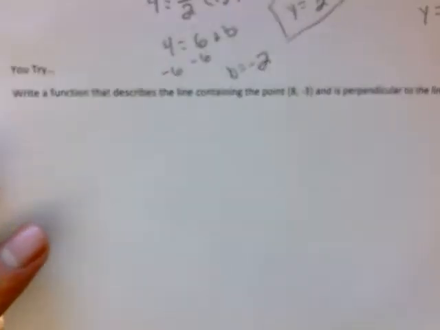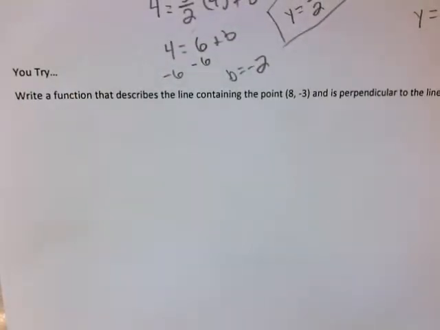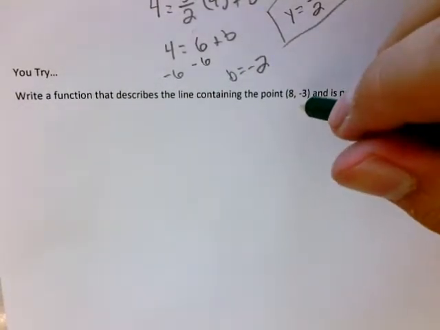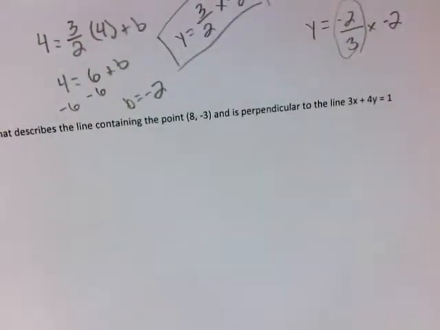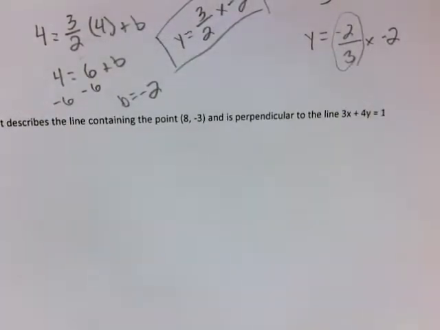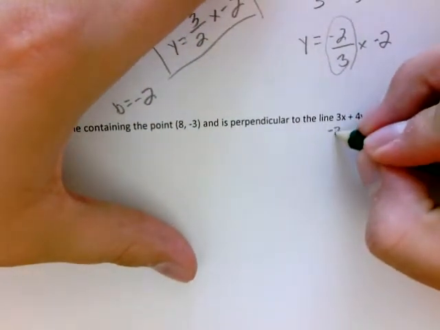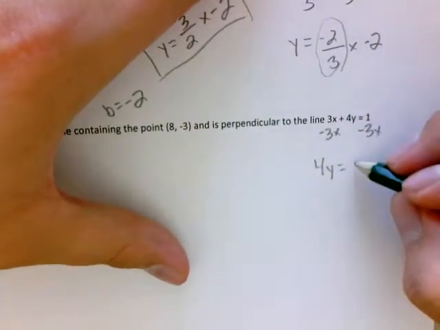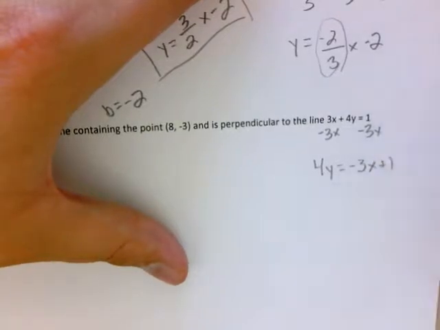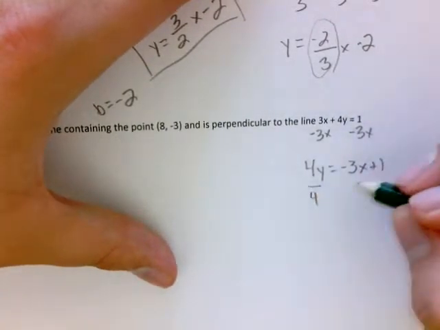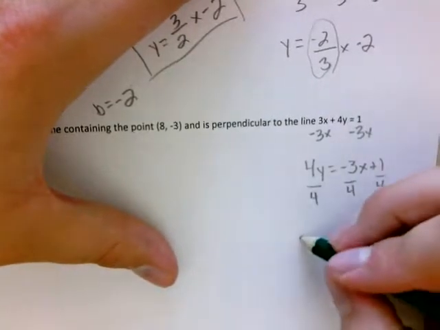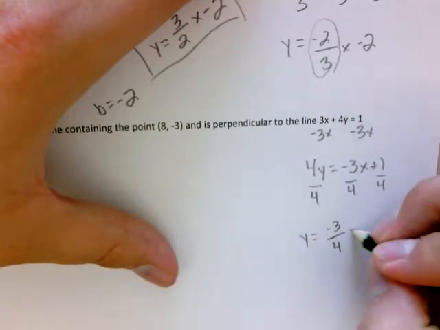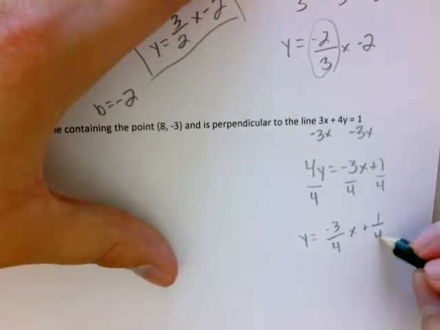Alright, last one. I'll try to make it quick. Try to solve it yourself. If you can't, pay attention. Perpendicular line that goes through the point 8, negative 3 and is perpendicular to 3x plus 4y equals 1. So we're going to do this the same exact way. Let's first get this in the y equals mx plus b form. That means we got 4y equals negative 3x plus 1. Get rid of this 4. Y equals negative 3/4 x plus 1/4.